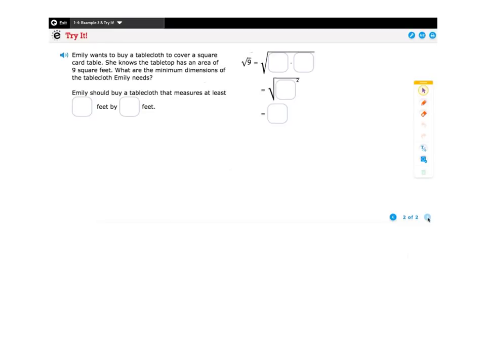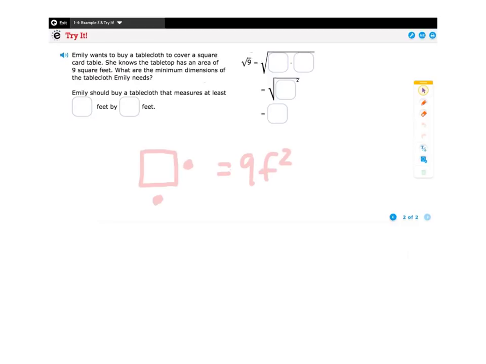Okay, let's take a look at the try it that goes with example number 3. Here we go. Okay, so this one's all about Emily, and she wants to get a tablecloth to cover a square card table. So here is her imaginary square card table. And we know the area of this is 9 feet, right? So here's her card table. Area says, hey, this dot over here times this dot, right, has to equal 9 square feet.